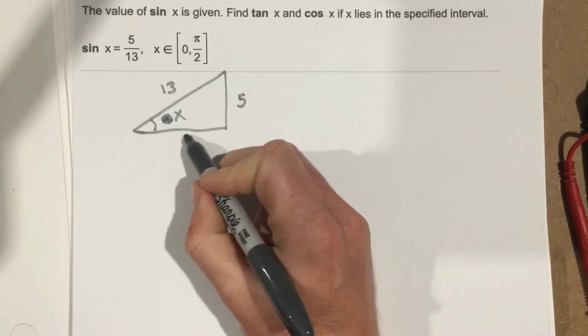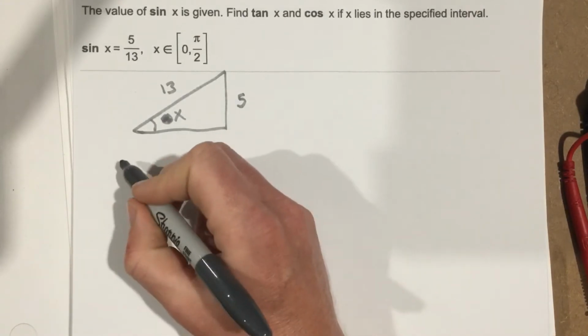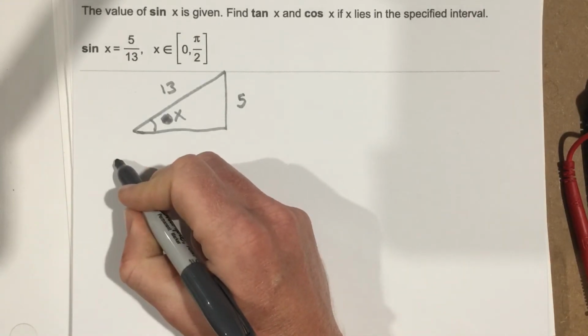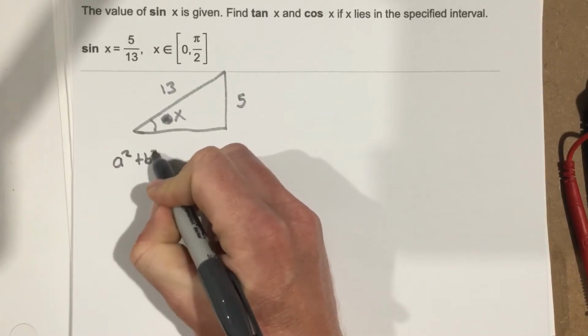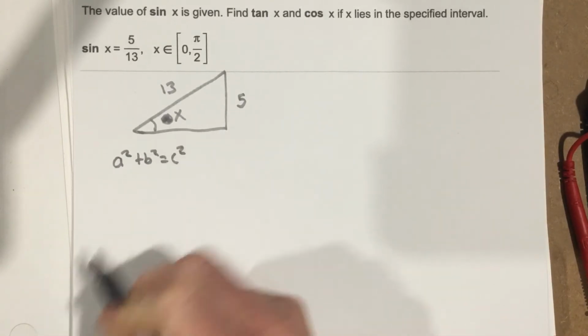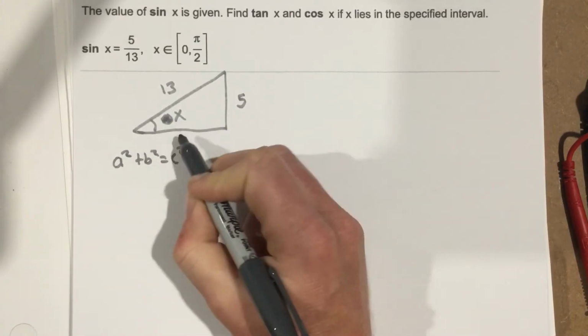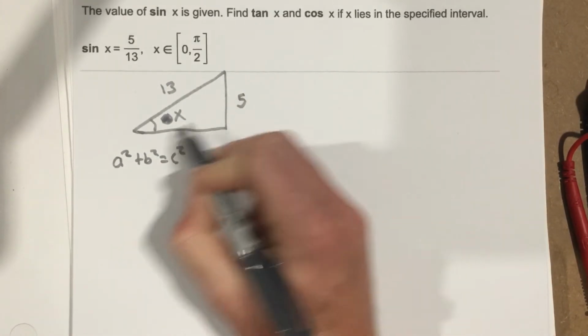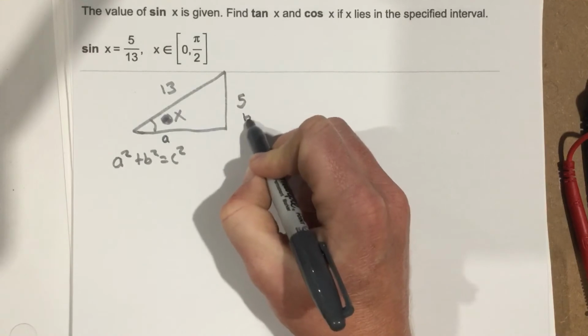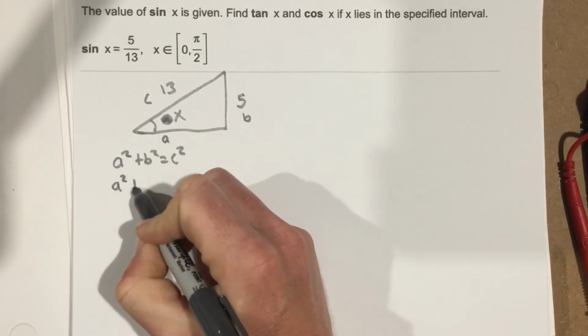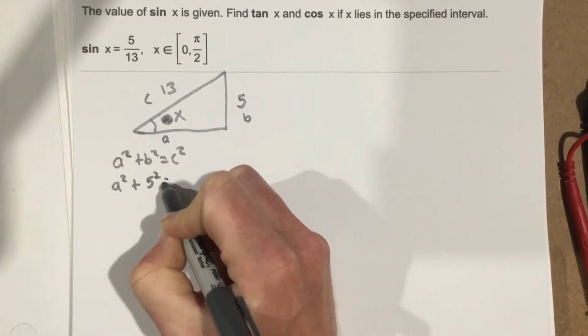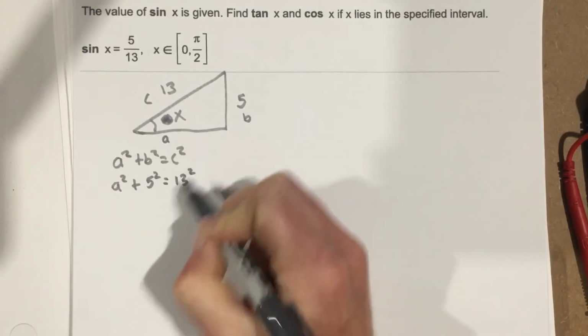We need to find this part right here. We're going to use the Pythagorean theorem. So we're going to say a squared plus b squared equals c squared. In our case, we're going to call this a, this is b, and this is c. So this is a squared plus 5 squared equals 13 squared.